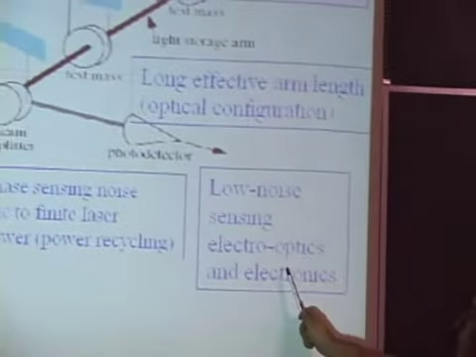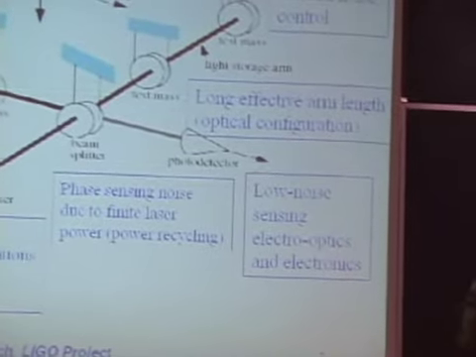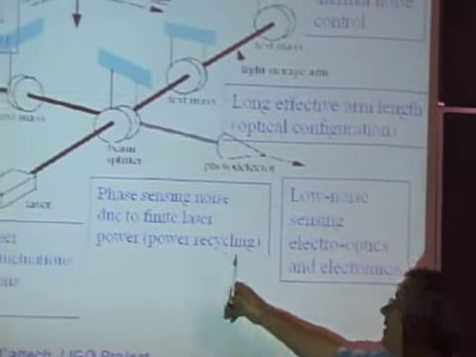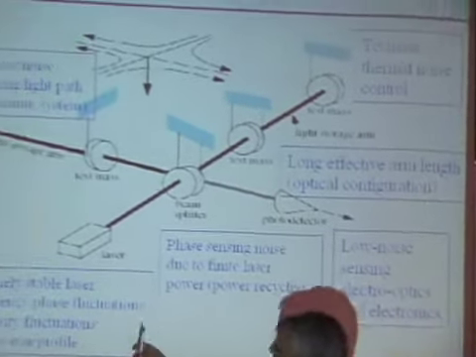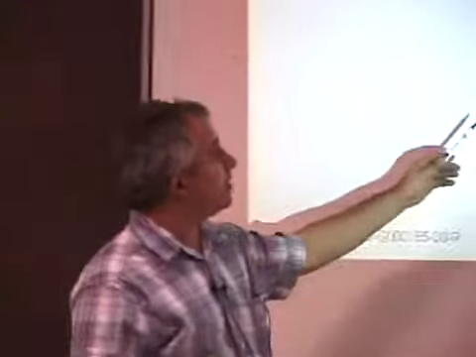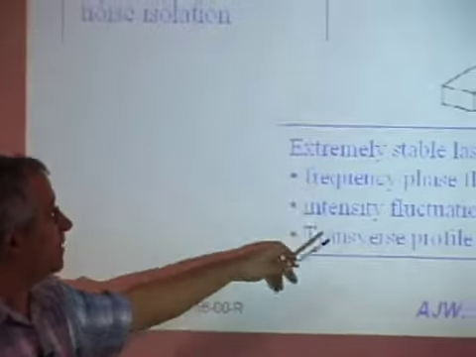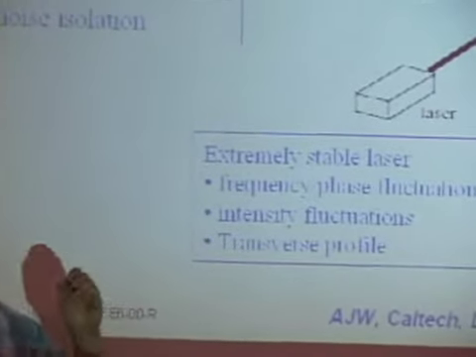We have low noise sensing electro-optics and electronics. This is what we'll call technical noise. And we have power recycling techniques for improving our laser power effectively. And an extremely stable laser, and that's because any noise associated with frequency phase fluctuations, intensity fluctuations, or in the transverse profile of the beam will produce noise.